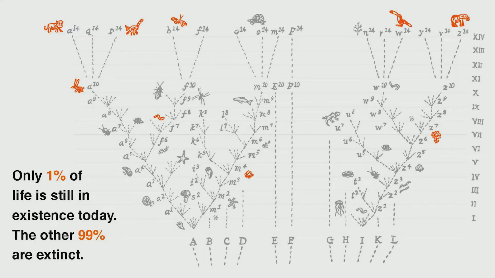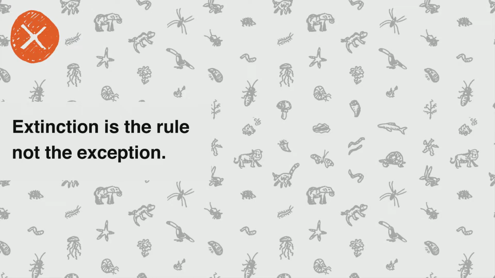So this diagram here tries to describe all the species that have ever existed on Earth, so all life ever. Of all life on Earth, only 1% still exists. The rest is extinct. Extinction then is the rule, not the exception.